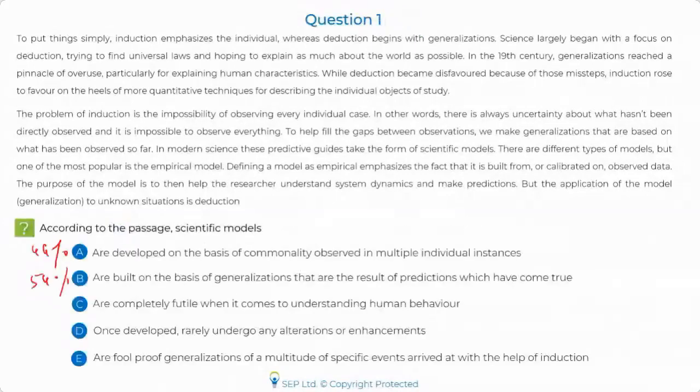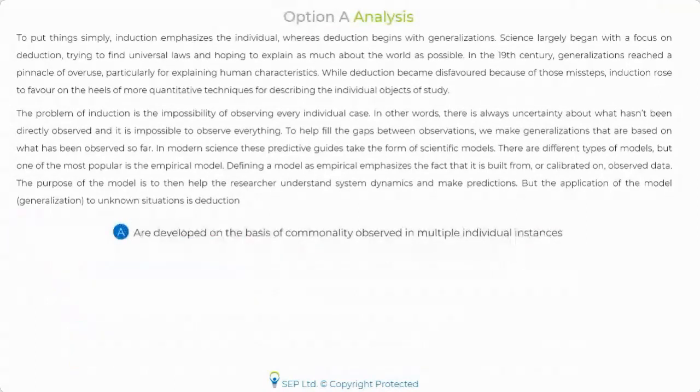A says, so I have to read my choice A along with this. This is a half sentence. According to the passage, scientific models. Now, if I do a little bit of quick pre-thinking here, scientific models are these guides which are made with the help of generalizations, which are made with the help of induction. This is what I'm telling myself very quickly in terms of a very brief thinking. And then I go to choice A. So scientific models are developed, okay? Yes, they are developed, definitely. So this part is fine. On the basis of commonality. Now, scientific models are built on the basis of generalization, right? That we know.